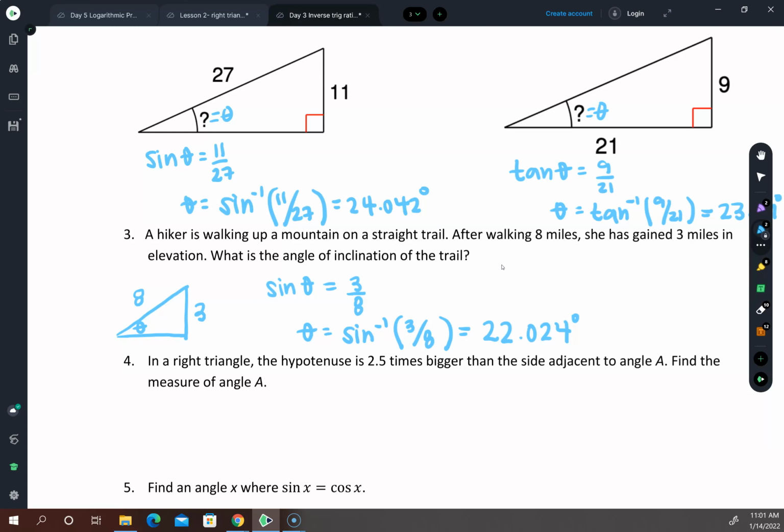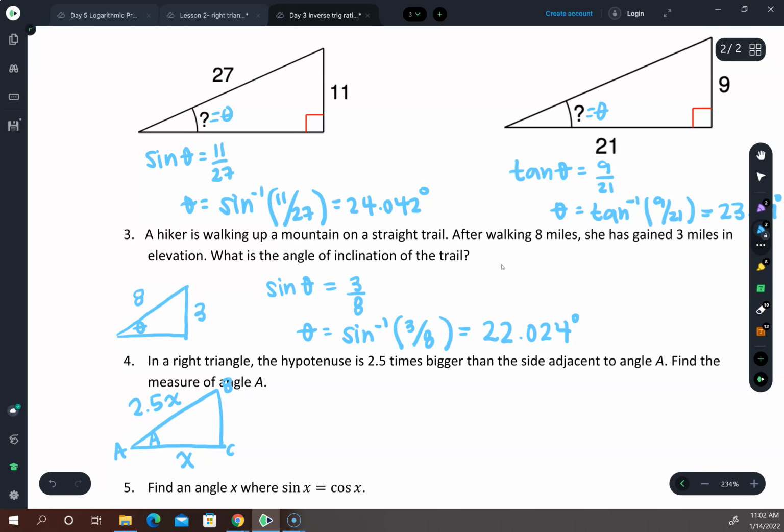Right? In a right triangle, the hypotenuse is 2.5 times bigger than the side adjacent to angle A. Find the measure of angle A. Very interesting. So in a right triangle, here's going to be my angle A. The side adjacent to angle A is going to be B down here. I don't know what it is, so we'll let that be x. But the hypotenuse is 2.5 times bigger than that adjacent side.